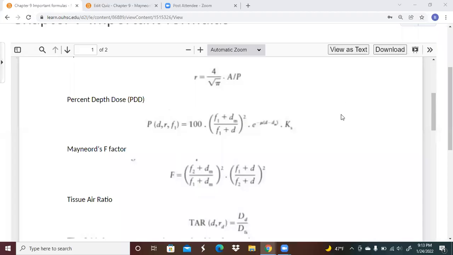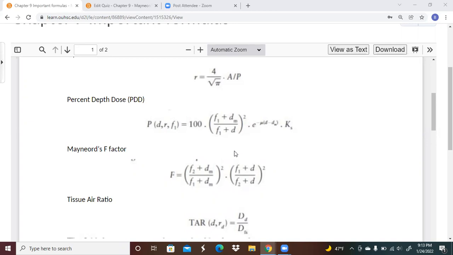This video is going to be over the Mayneord F factor as well as equivalent squares. So I want to give you a few problems here that I will work through for each scenario. That way you can follow along and see what I'm talking about.